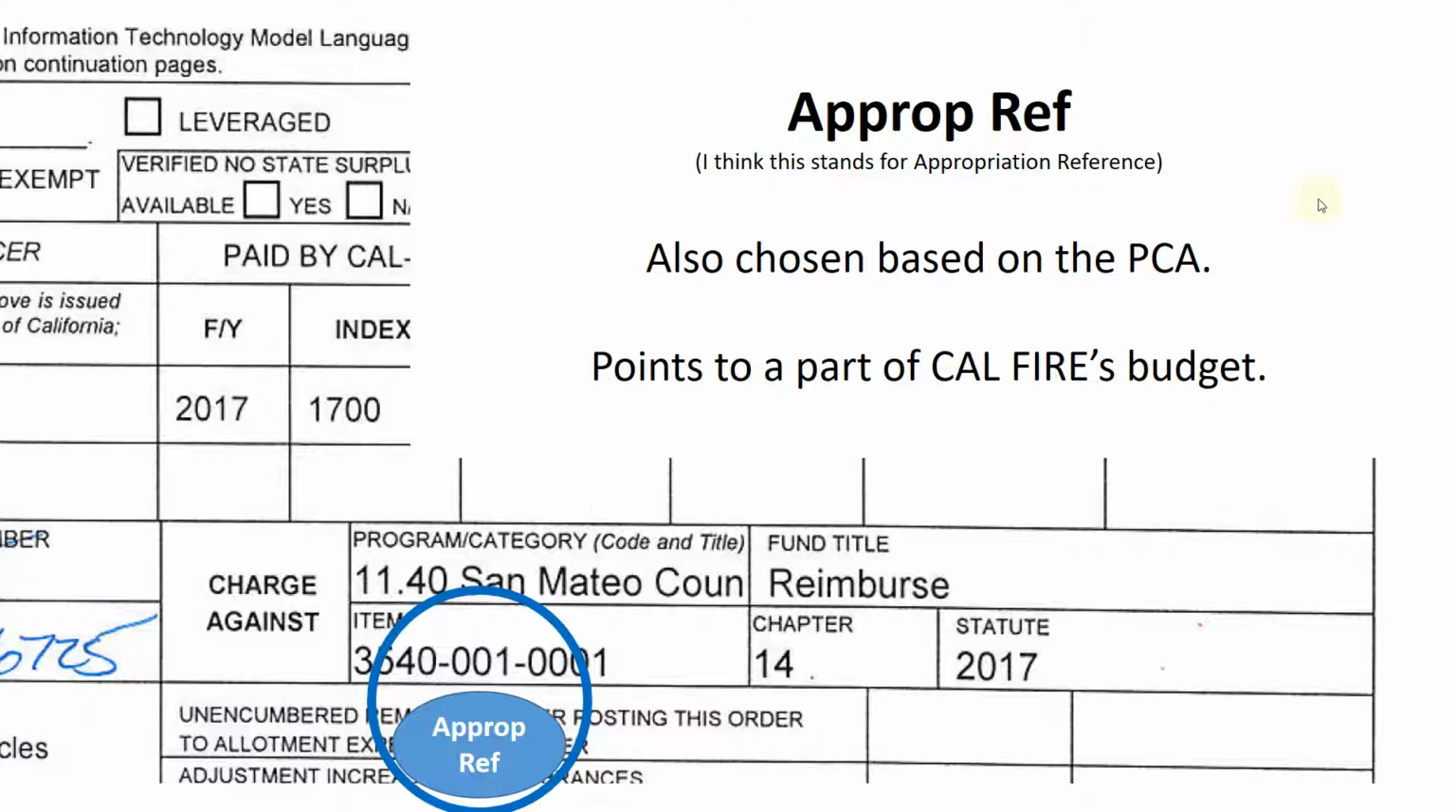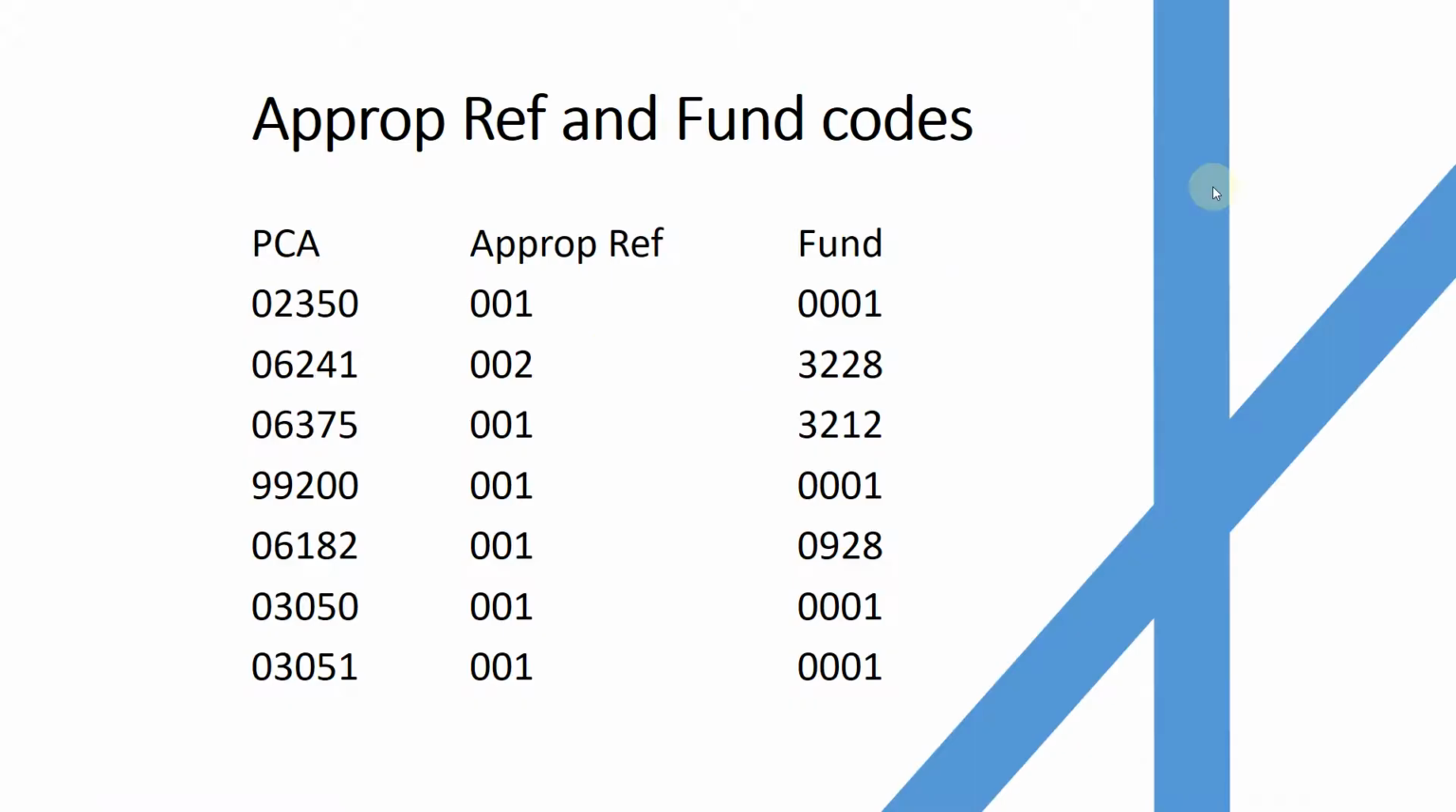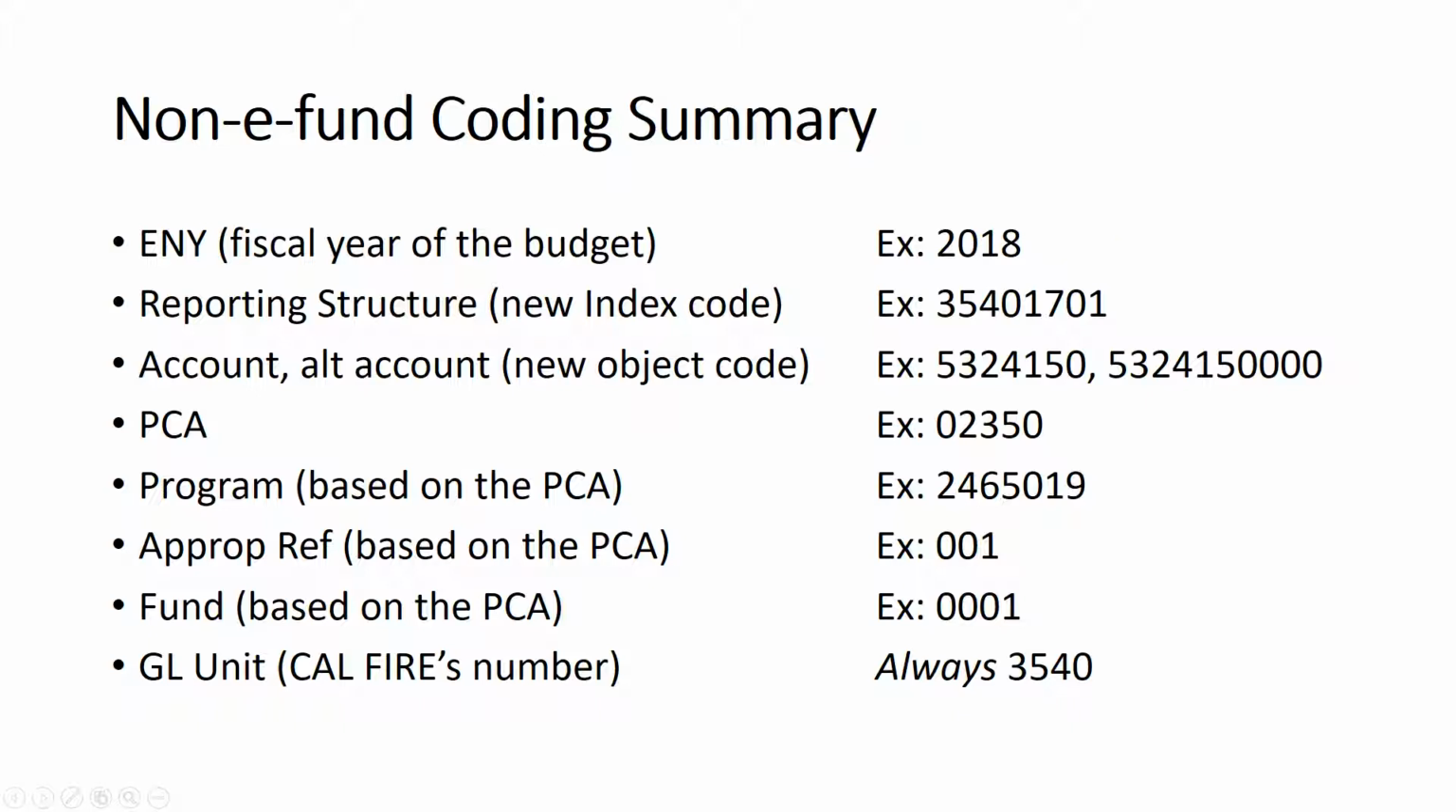APROP-REF, which I think stands for Appropriation Reference, is a code chosen based on the PCA. Fund is also chosen based on the PCA. Here's a partial chart of some of both of these codes that we know are in the budget. Those are the codes you'll need for non-eFund purchases. You'll enter them in Fiscal in the Chart Fields section, as I'll show you in part 2 of this series.